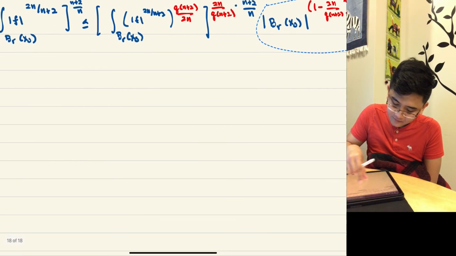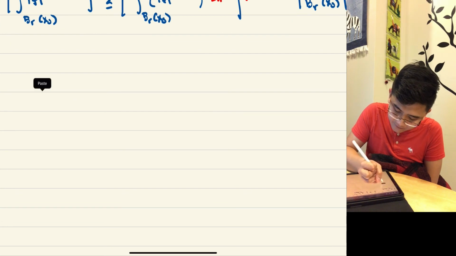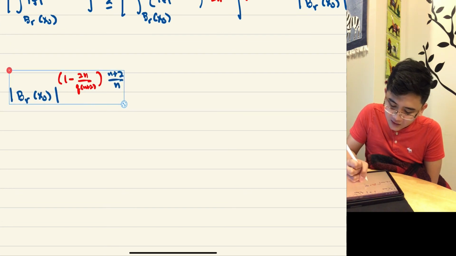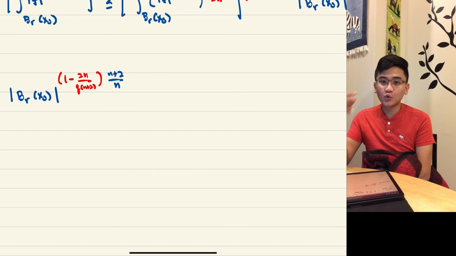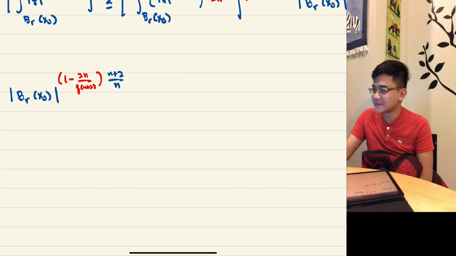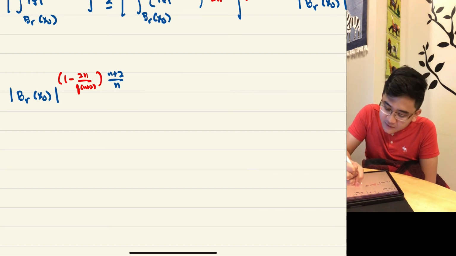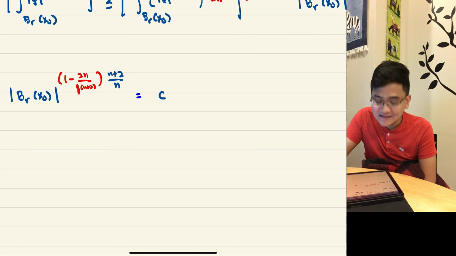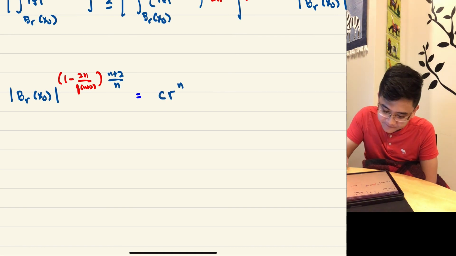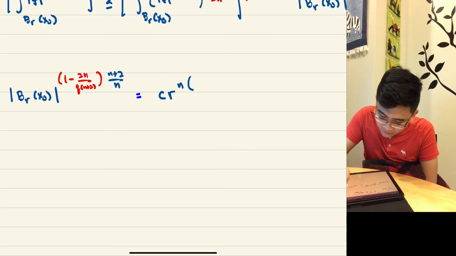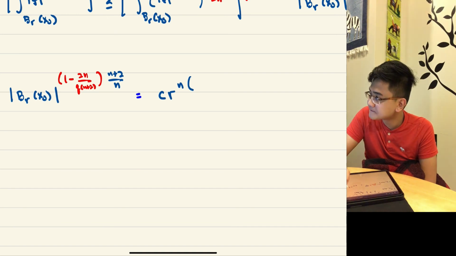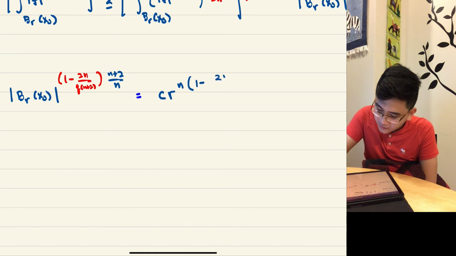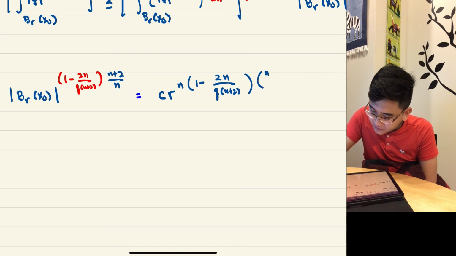Copy, paste it here. So I want that power of r to appear. Okay, so let's see. I know that this is equal to some constant times r to the n, and this is multiplied to 1 minus 2n over q times n plus 2, n plus 2 over n.